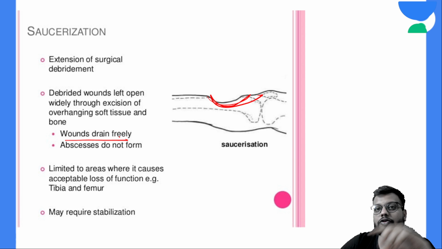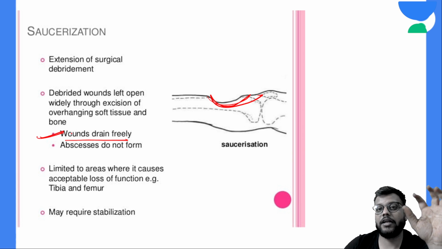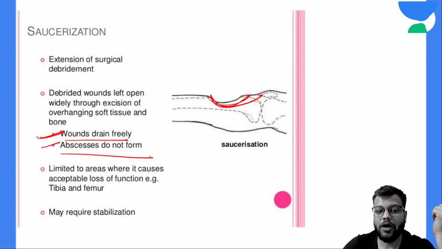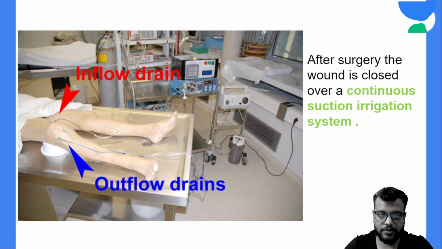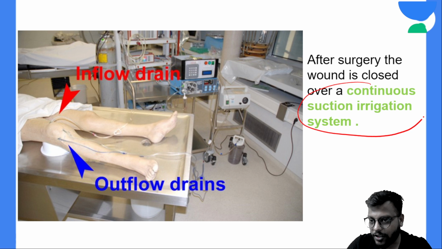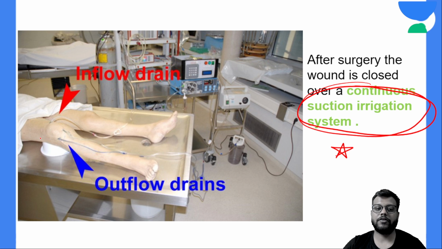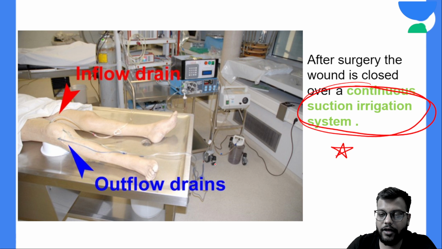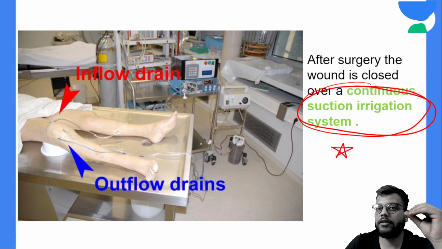Okay, so इसके दो pros होते हैं. That is, first of all, drainage of the wound is very easy, and also repeated abscess formation will not take place. Okay, now there is a newer technique which is called the continuous suction irrigation system. Where after surgery you can have an inflow drain and an outflow drain to continuously irrigate the infected part, so that the infection will not set in. So just remember the name and the image, that's all.